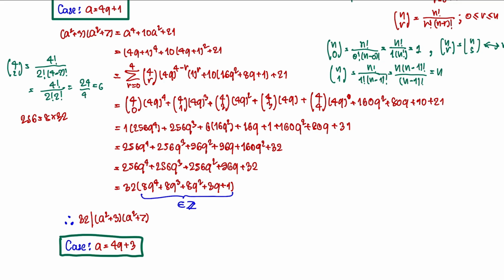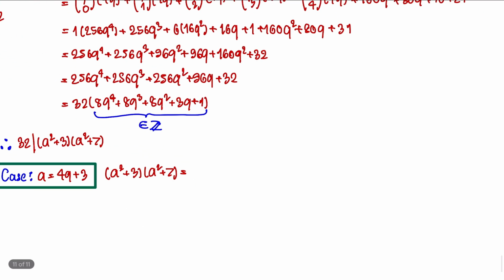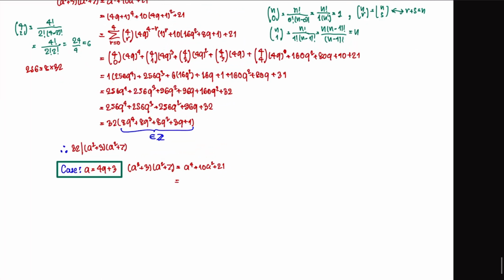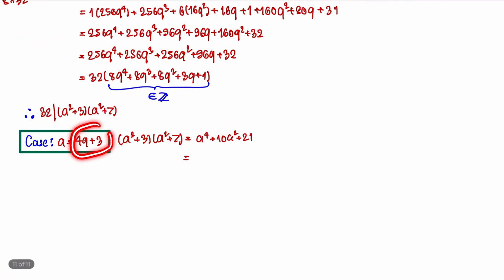Okay, so what can we do with this? We have to start from (a² + 3)(a² + 7). Then we expand this term, so we're going to have a⁴ + 10a² + 21. And then we plug 4q + 3 into this a, so we're going to have (4q + 3)⁴ + 10(4q + 3)² + 21.